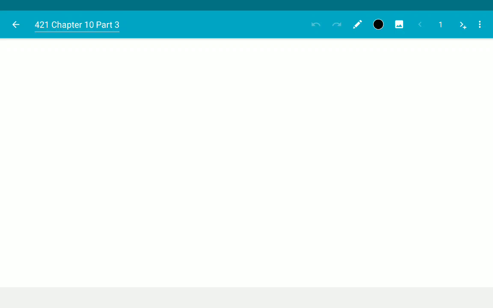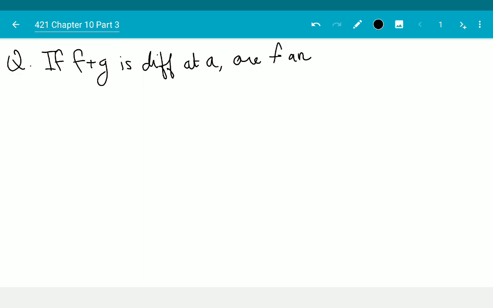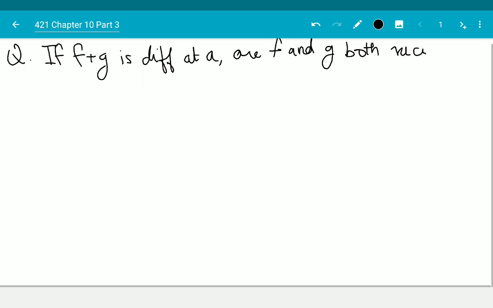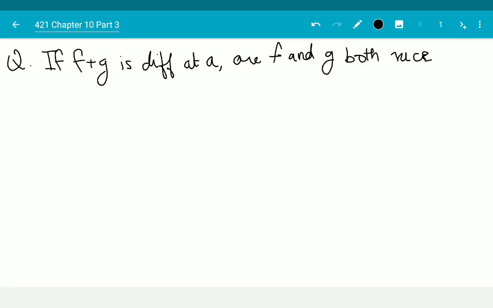Now that we have all our basic tools for derivatives, we can look at some problems with derivatives and try to answer them. So, question: if f plus g is differentiable at, let's say, a, are f and g both necessarily differentiable at a?